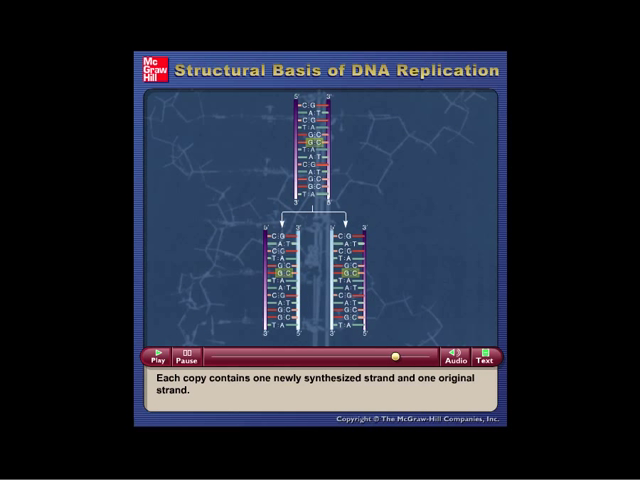Each copy contains one newly synthesized strand and one original strand. This mechanism is called semiconservative DNA replication, because half of the DNA molecule is conserved from the original molecule.